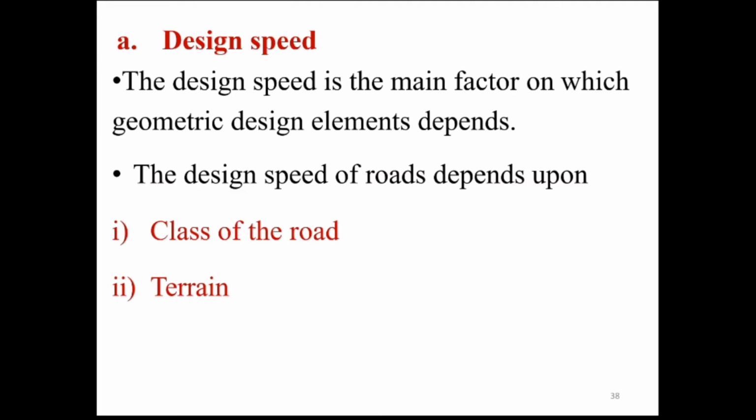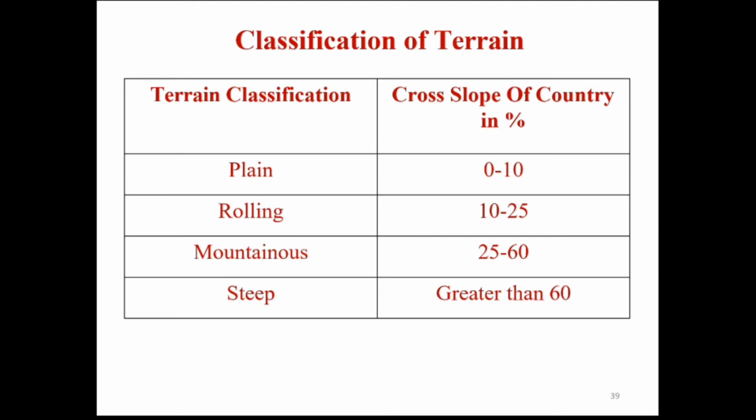First, the design speed. The design speed is the main factor on which the geometric design of the pavement depends, and the design speed of the road depends upon the class of road and the terrain. That means what type of terrain is available for the construction of the road.